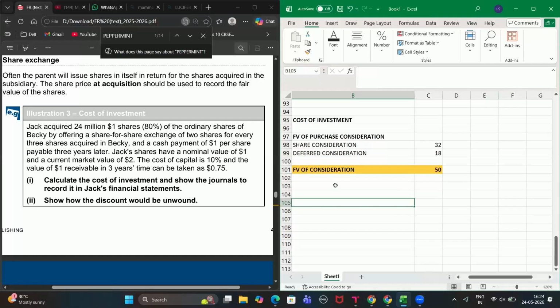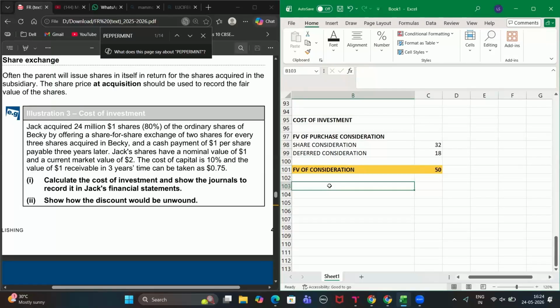So we have calculated what? This fair value of consideration is nothing but the cost of investment. So what was our first requirement? Calculate the cost of investment. Right. So we have found out the cost of investment.